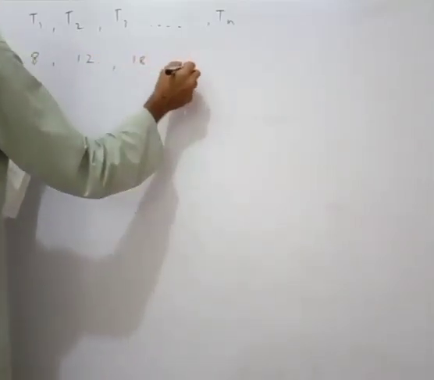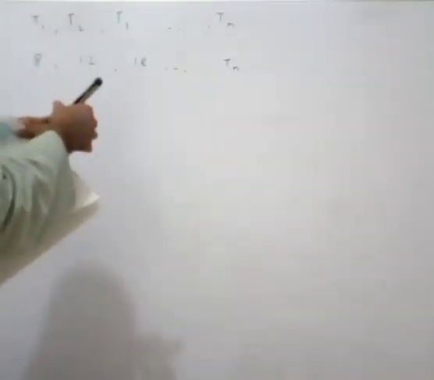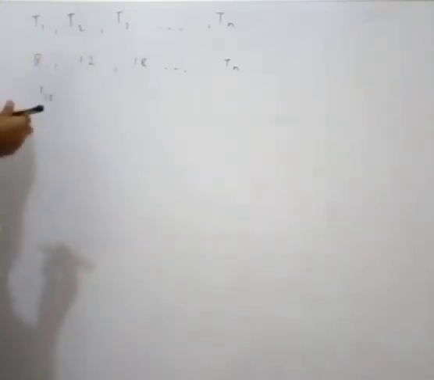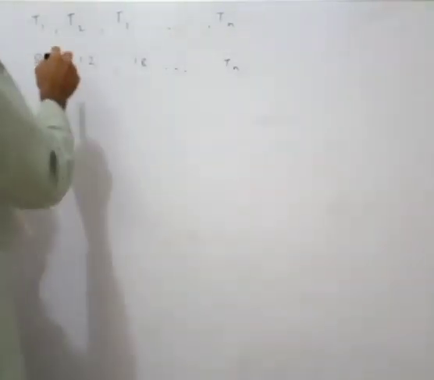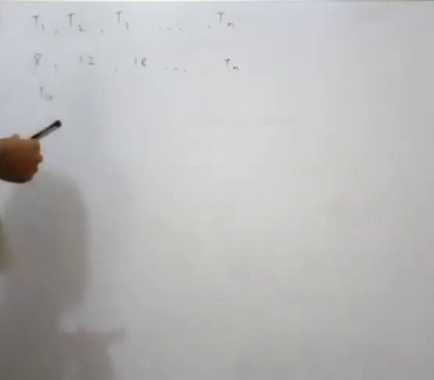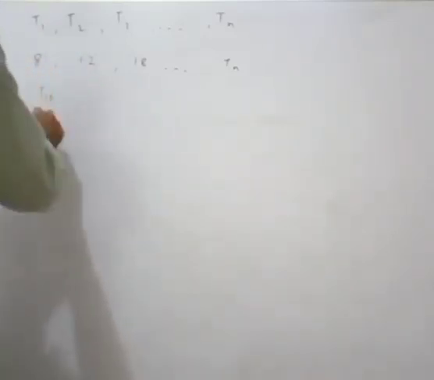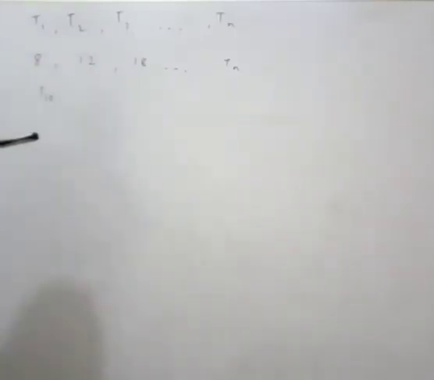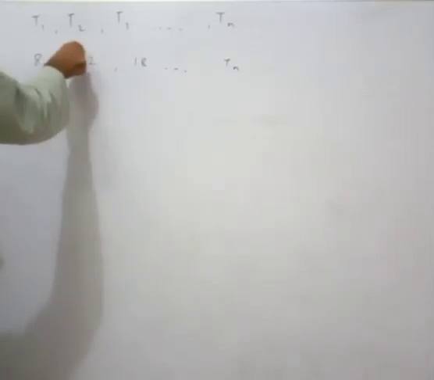8, 12, 18 goes like this, and Tn is Tn. Now we will get the term n, the T10 term. In the 8 to 12 there is a particular connection, and in the 12 to 18 there is a particular connection. So 12 will be based on 8, and 18 will be based on 8. Right?